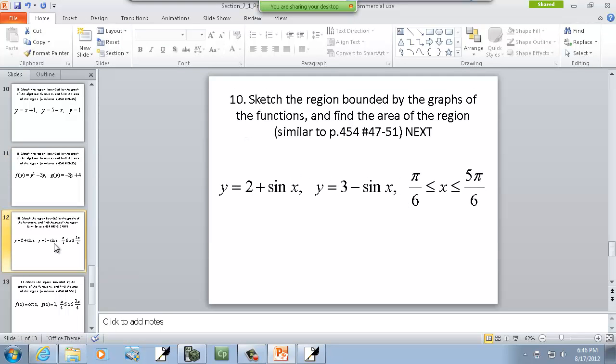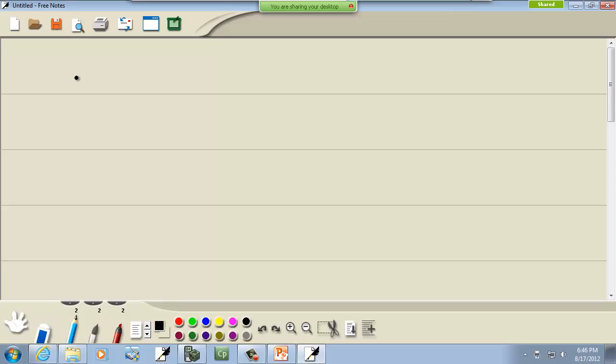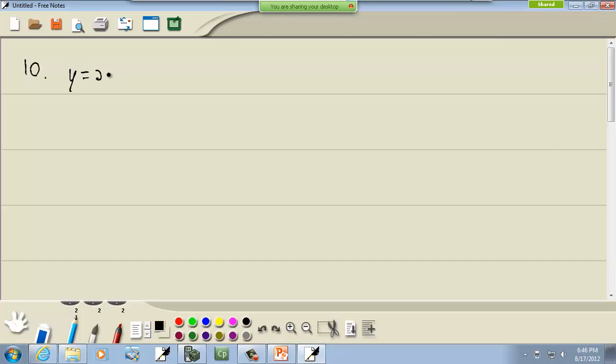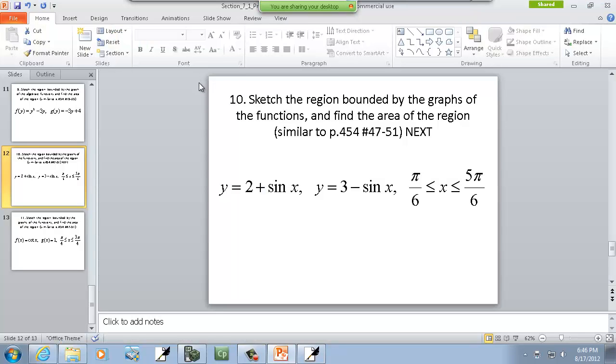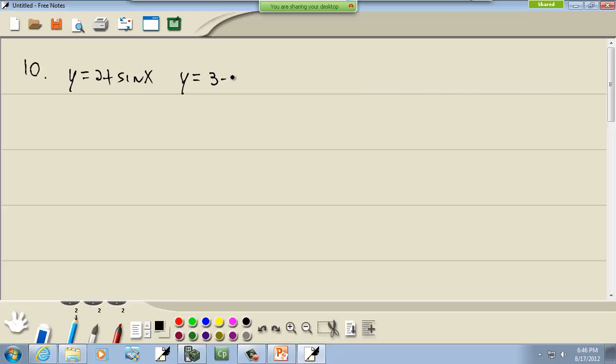Okay, let's look at the next one. It's a trig one. So we got y is equal to 2 plus sine x. And then y is equal to 3 minus sine x. Well, let's first find out where our POIs are. So I'm going to set those equal to each other. So I got 2 plus sine x is equal to 3 minus sine x.